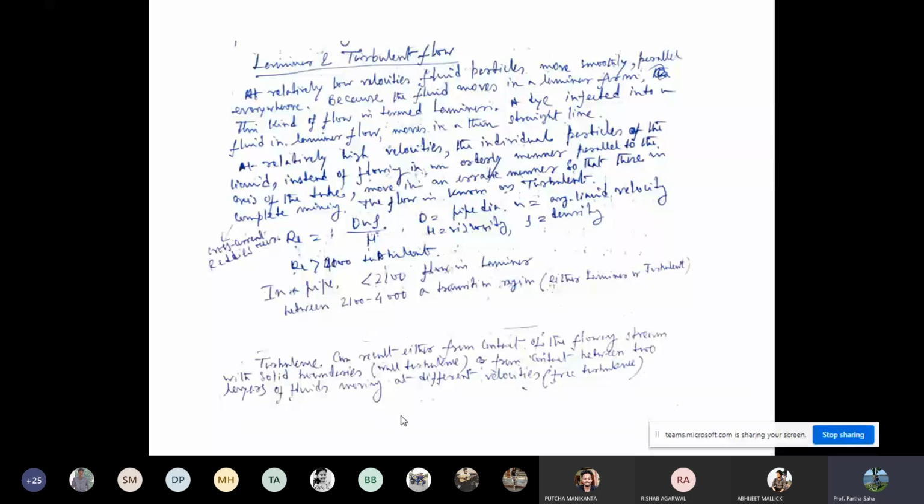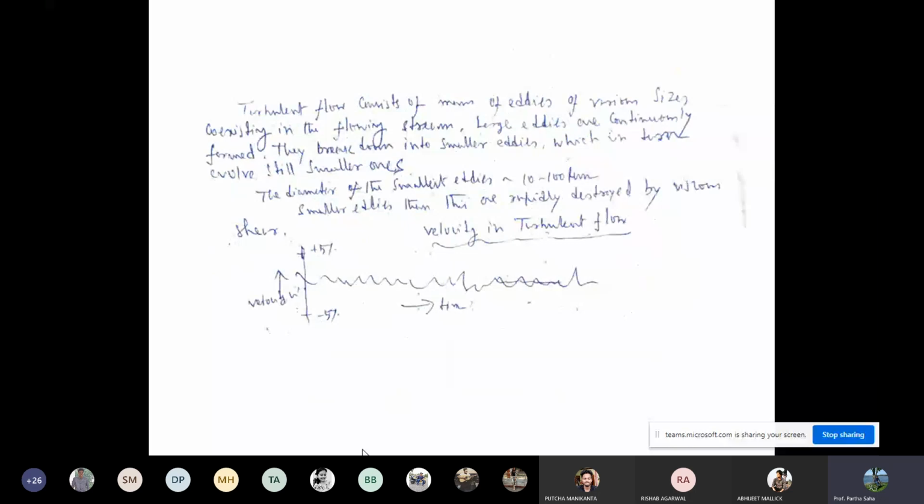That is called wall turbulence, or it may form between two layers of fluid moving at different velocities. That is called free turbulence. So there are two criteria for development of turbulent flow. Either it can come from the resistance coming from the wall, or there is a mixing effect at the solid boundary, at the wall boundary, that is wall turbulence. And if two layers of fluid intermix with each other and then turbulent flow develops, that is called free turbulence.